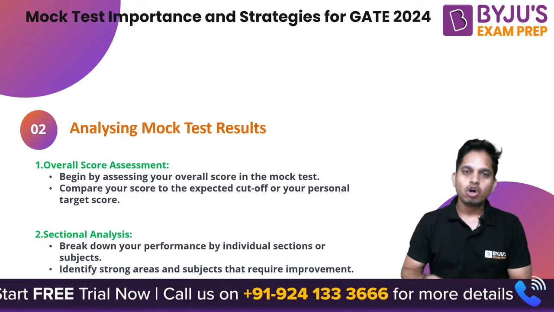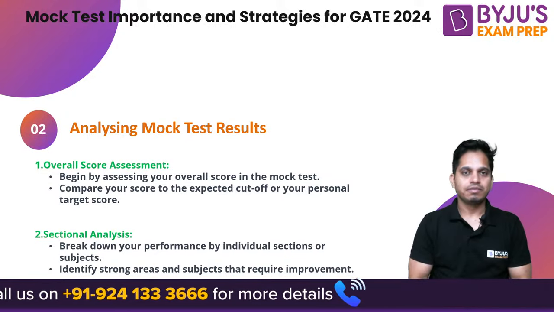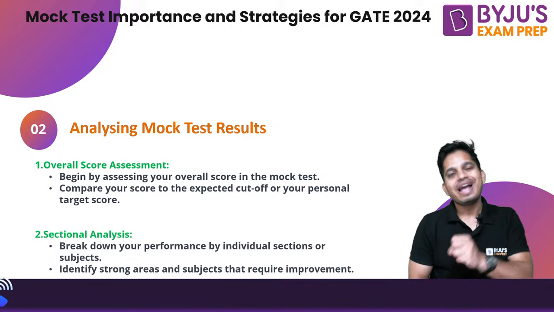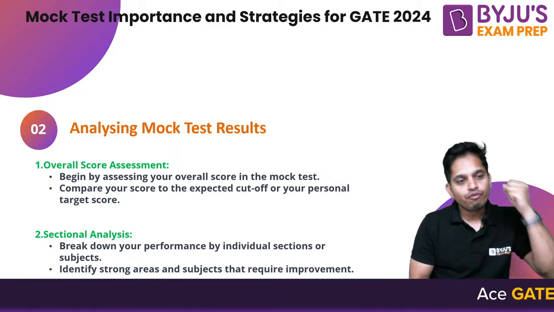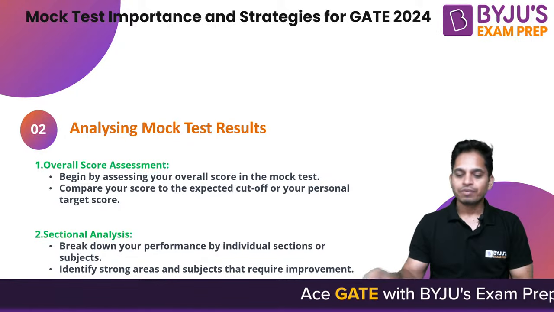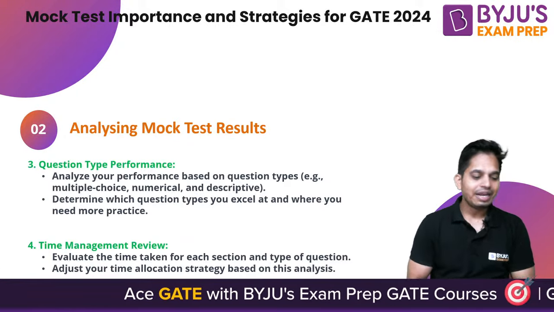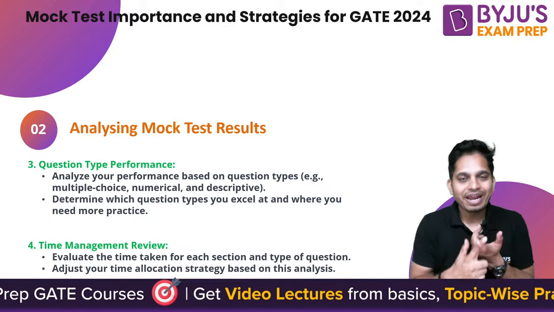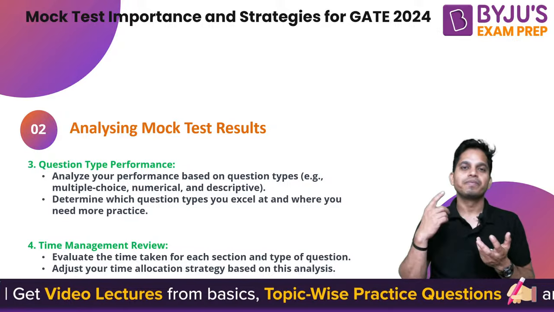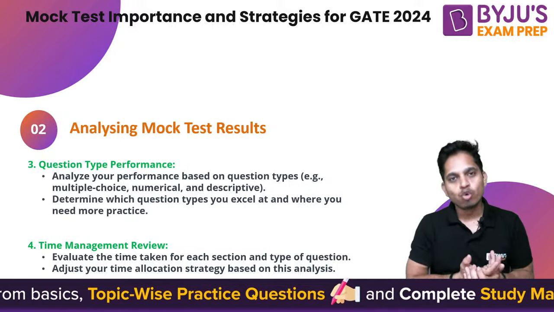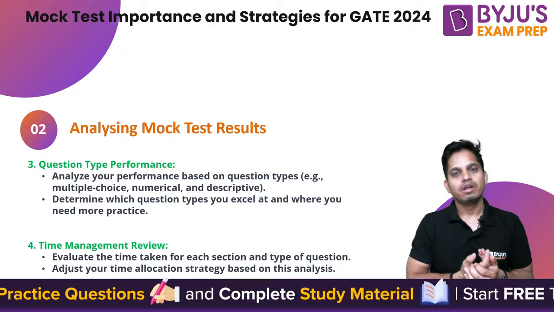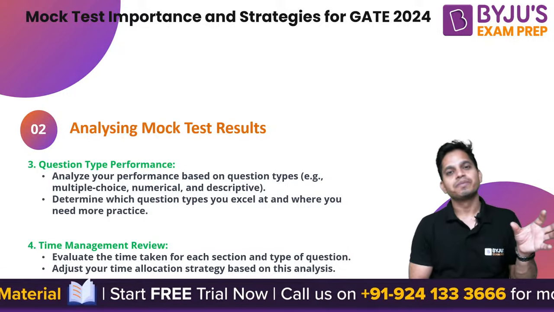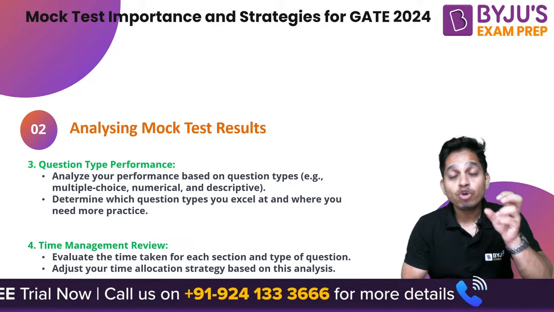Okay. So what do you do? Sectional analysis. See how you are doing in a particular section. Identify your strong subjects, your weak subjects. Okay. And then question type performance: numerical answer type, MSQs and MCQs, and then conceptual questions, subject-wise questions, where now you have to look.